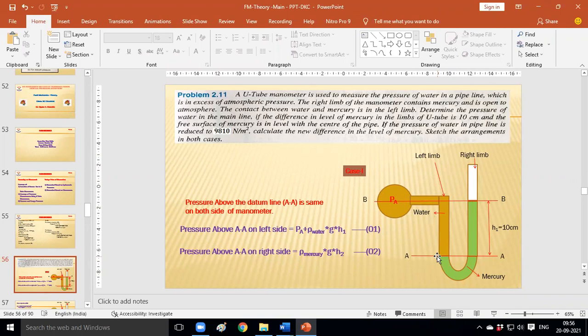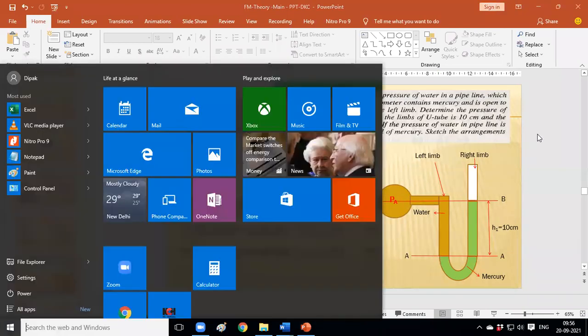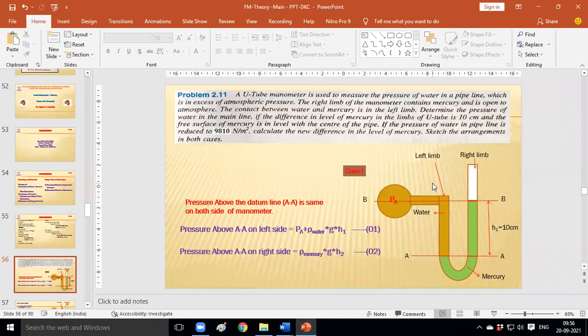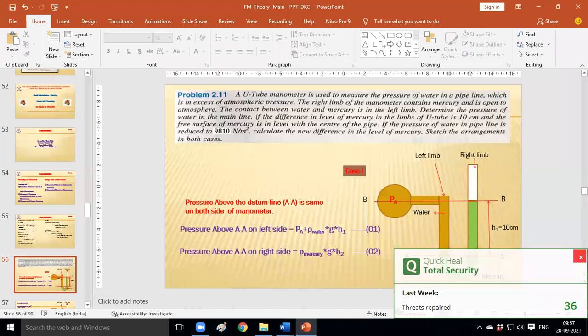So what will be our basic equation, basic assumptions? The pressure above the datum line in the left limb as well as the pressure above the datum line in the right limb, is it the same or different? Same. So tell me, how many liquid columns are above the datum line in the left limb? One liquid, and that liquid is called water.